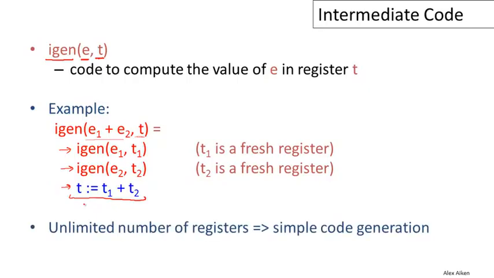And also notice that because we have an unlimited number of registers, this leads to very simple generation of intermediate code. In fact, it's even a little bit simpler than generating code for a stack machine. Recall that in a stack machine, we had to save the intermediate result of E1 on the stack, and that involved more than one instruction to actually push the result and adjust the stack pointer and things like that. And here we can just save it in a register and then just use that register name later on.